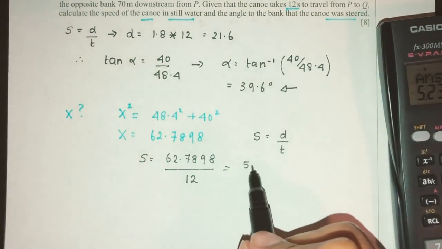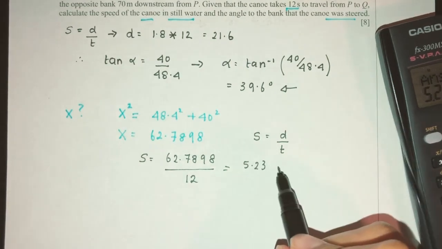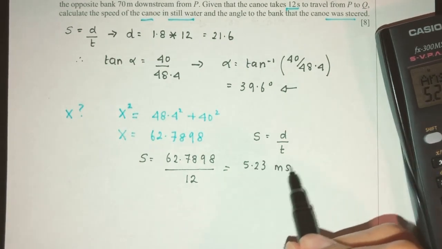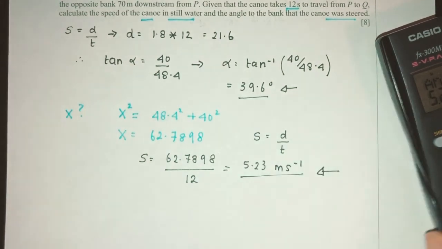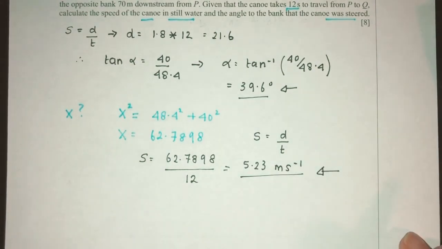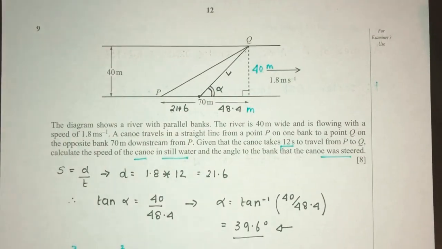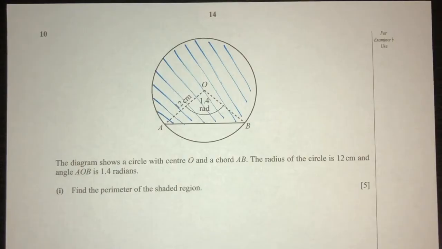That will be 5.23 for the speed in still water. And that will be the two answers you will have for this question. Now there's many methods to solve this question. This is one of them. And this is for question number 9. Okay, let's move on to question number 10.